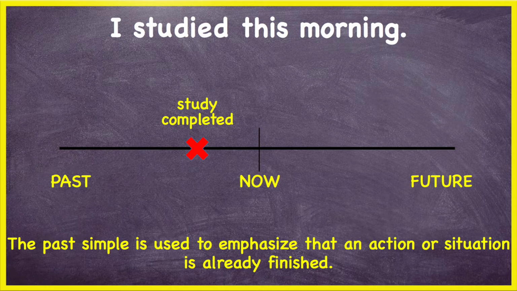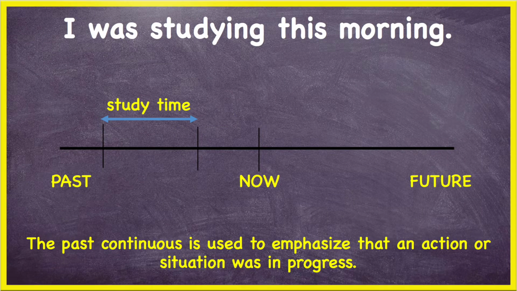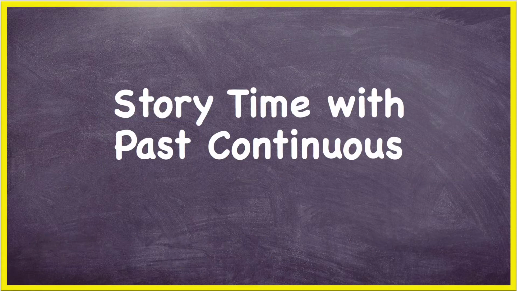But with the past continuous, even though it's the same action that we're talking about, it has a different emphasis. So if we say, I was studying this morning, instead of I studied this morning, we're emphasizing that the action or situation was in progress at that time, right? So you can see there on the timeline that the study time is what is important when we're using this past continuous tense. Now, let's have a little story using the past continuous, and hopefully you will get a good feel for how we use this tense.